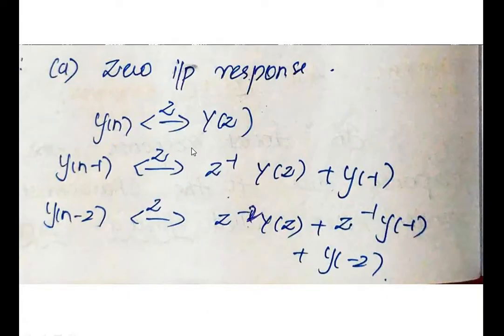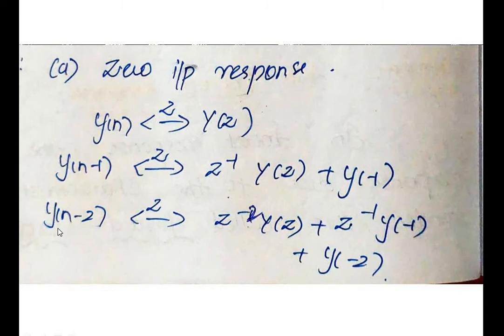So first of all, we will calculate the zero input response. So what is zero input response? We will fix the input as 0, but while we apply Z transform, we will consider the initial conditions. So considering the initial condition, what is the rule to apply Z transform? y of n on Z transform will become Y of z. Considering initial condition, we are applying the Z transform to y of n minus 1. So it becomes z inverse Y of z plus y of minus 1.